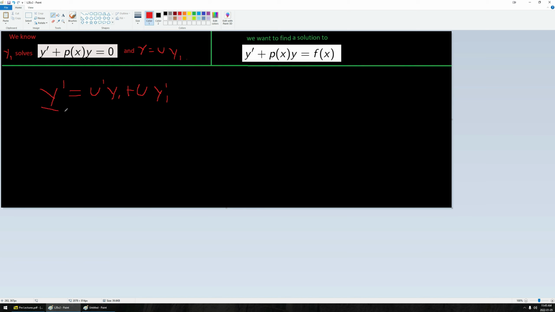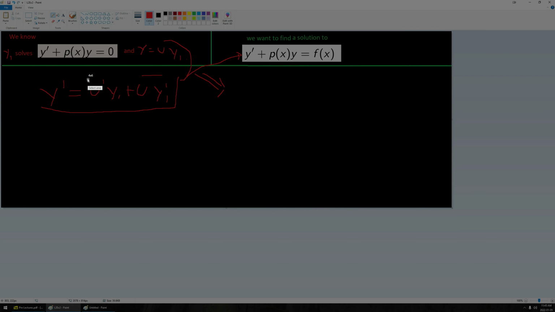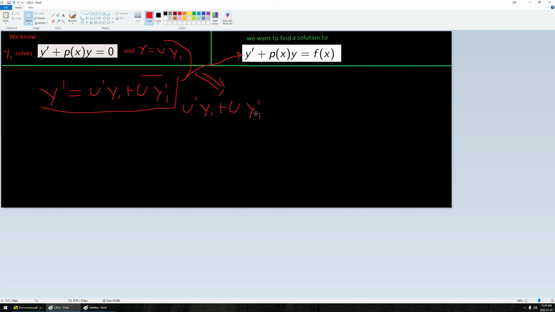Okay, so I know this information here, and if I take these two bits of information, this guy and this guy, together and plug it into here, what do I get? Well, that will imply that y prime, that's just this expression here, plus p of x times y. Well, y again is this u times y1, so plus p of x, u times y1. And all of this is simply going to be equal to my f of x. Okay, I just made things worse. This looks awful. How does this possibly help? That was a bad idea.